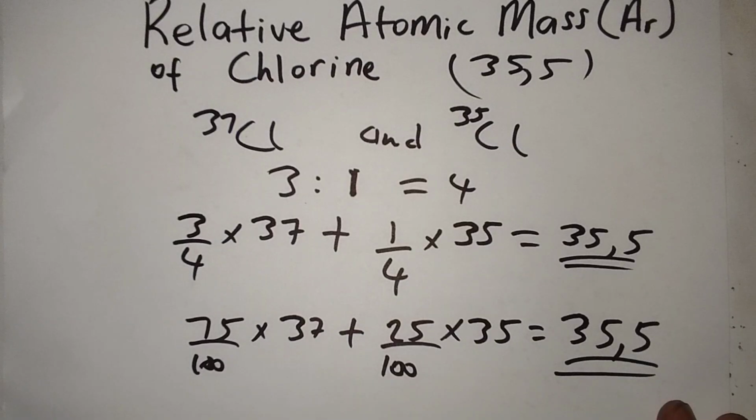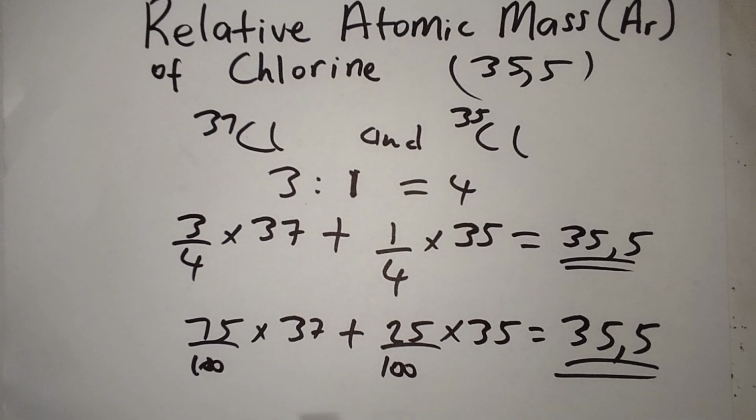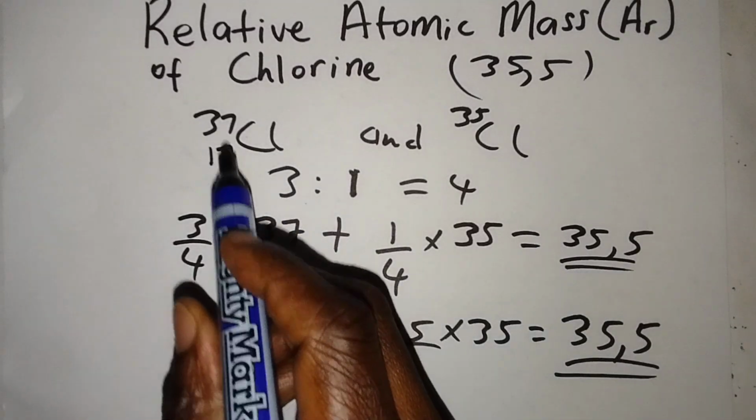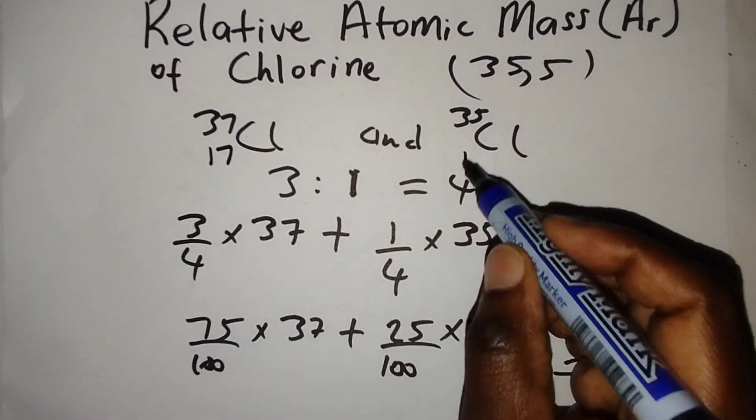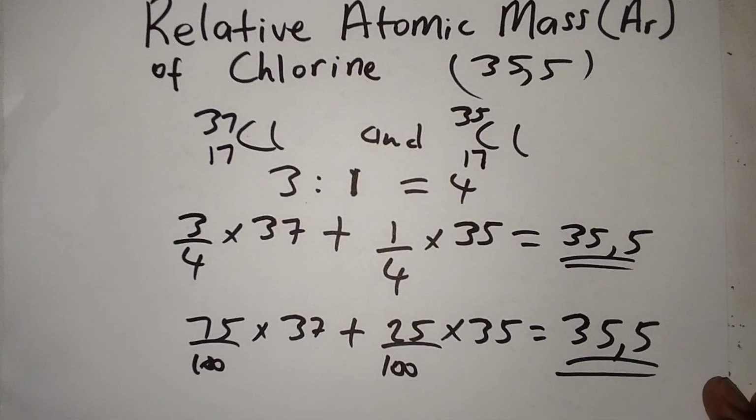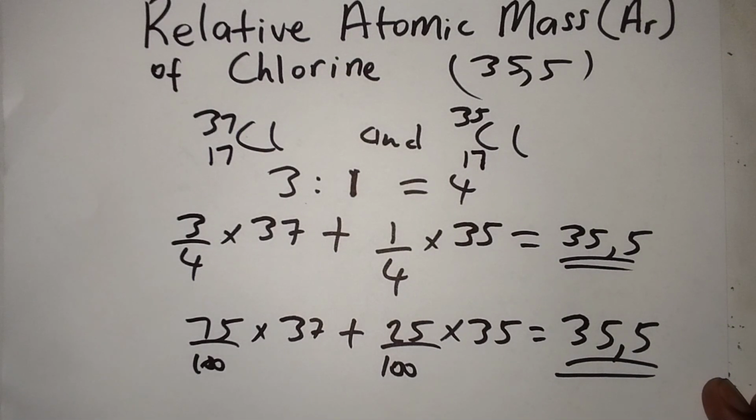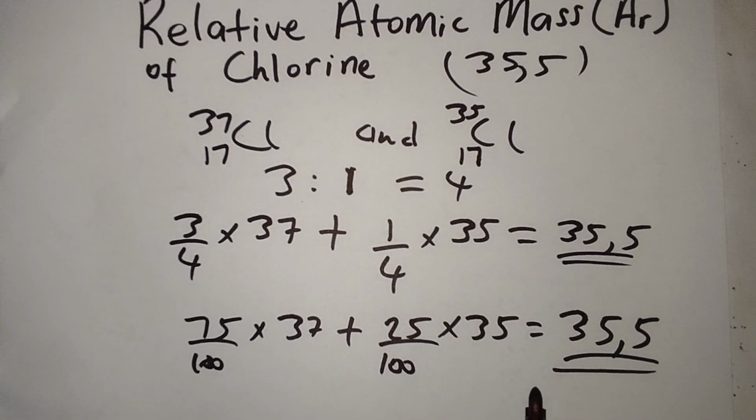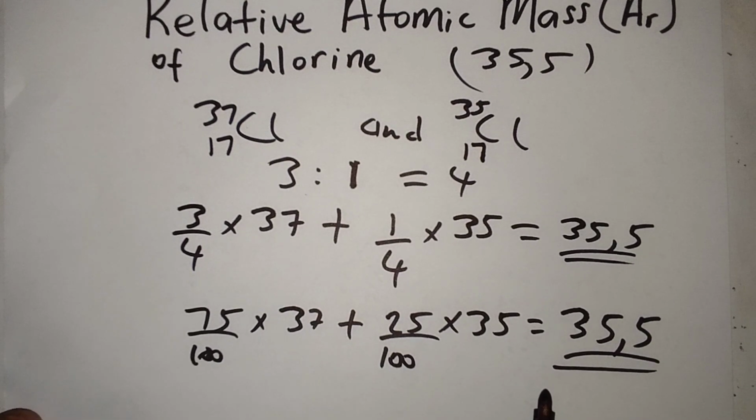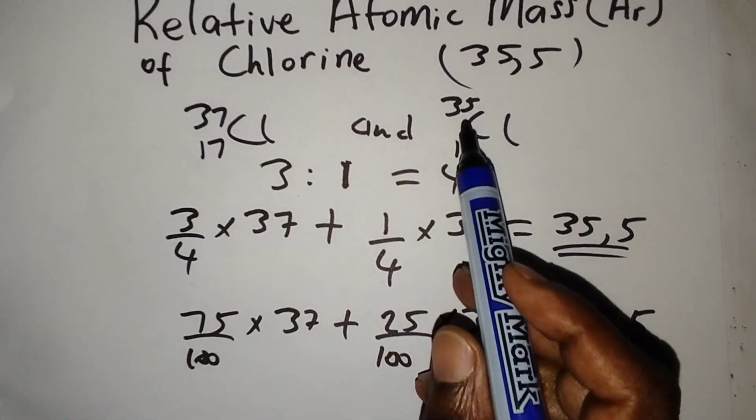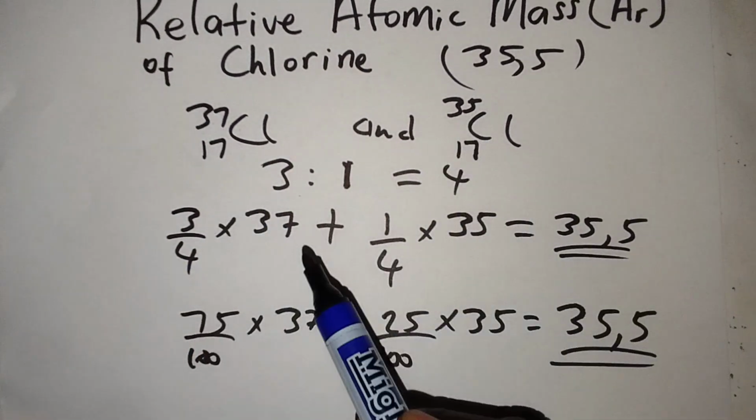Isotopes are just atoms of the same element which have the same proton number. In this case, the chlorine proton number is 17. So chlorine 37 has the same proton number of 17, and chlorine 35 has a proton number of 17. So isotopes are just atoms of the same element with the same proton number but different numbers of neutrons. The differences in neutrons are what give rise to the different masses like 37 and 35.